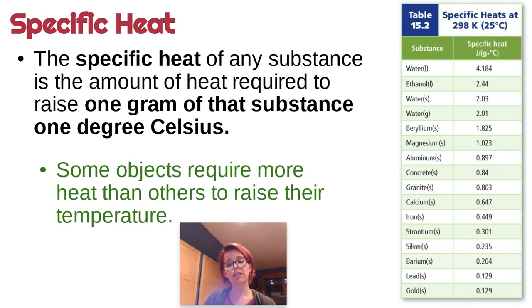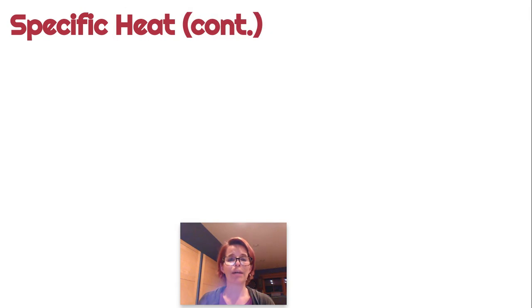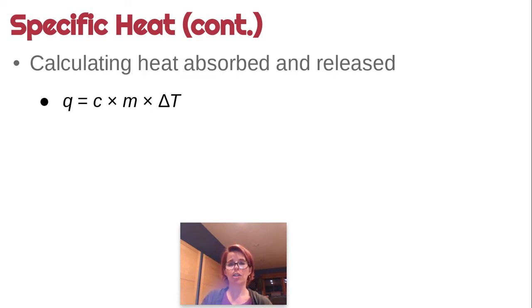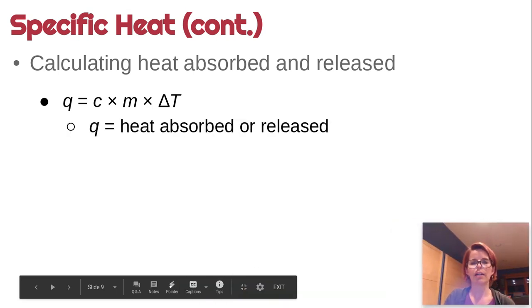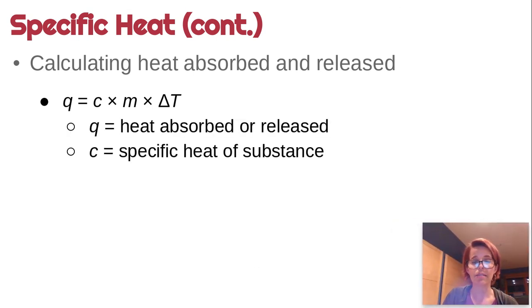And then notice the very low specific heats for some of the metals. We're going to look at a lab today that has to do with finding the specific heat of the metal cadmium. All right, and then just kind of wrapping things up here. The equation for calculating specific heat is Q equals C times M times delta T. What did we say Q was again? Well, Q is going to be our heat absorbed or released. C is the specific heat of the substance.